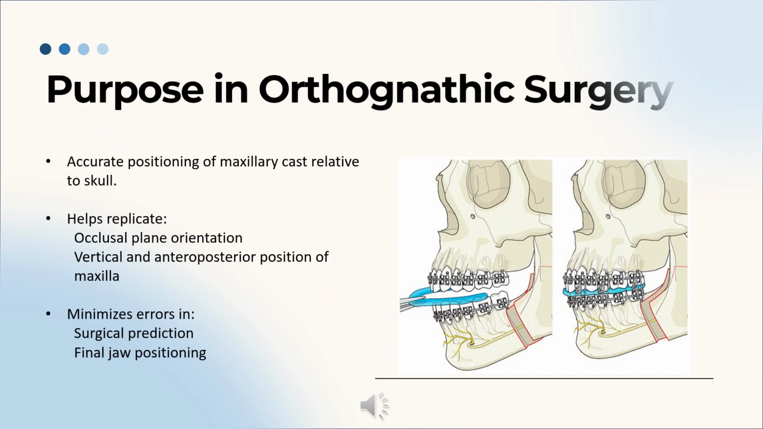The purpose of a face bow in orthognathic surgery is very critical, as it predicts accurate positioning of the maxillary cast relative to the skull. It helps replicate the occlusal plane orientation, and the vertical and anterior posterior position of the maxilla is accurately replicated from the patient onto the articulator. And finally, it also minimizes errors in surgical prediction and the final jaw positioning.